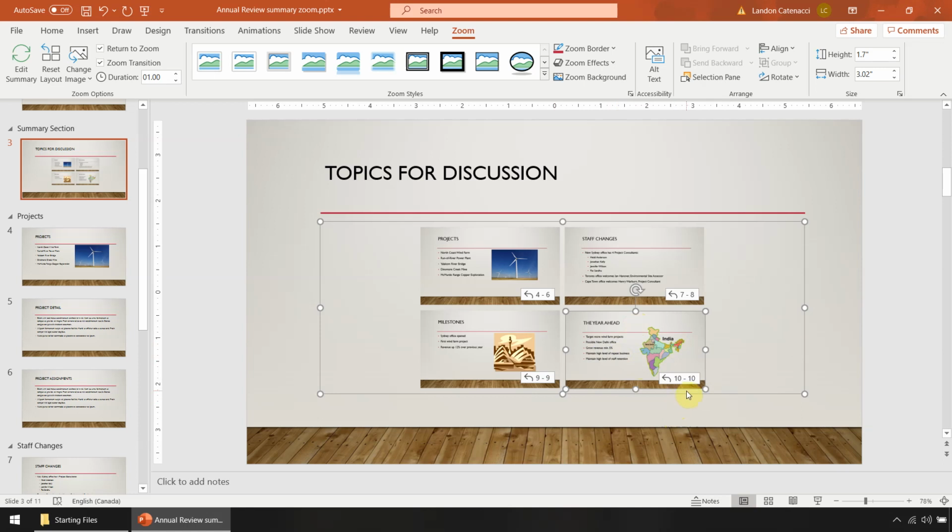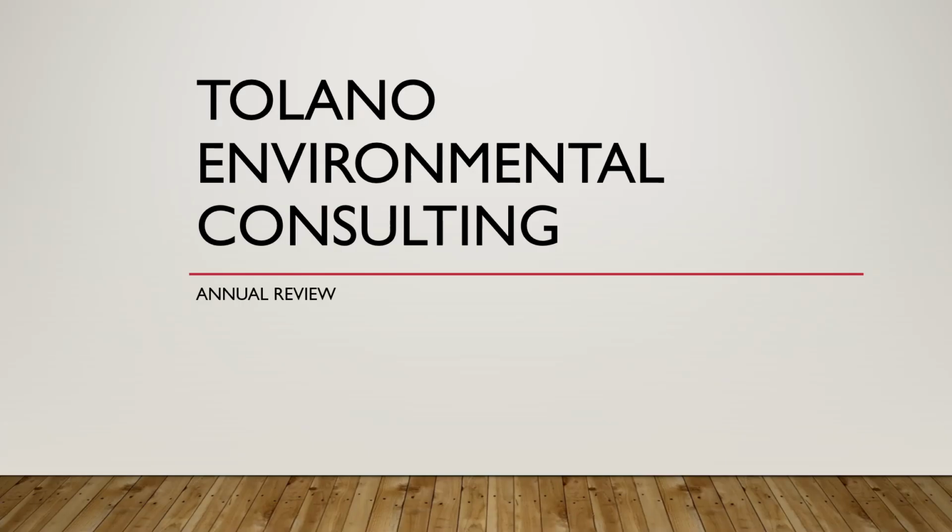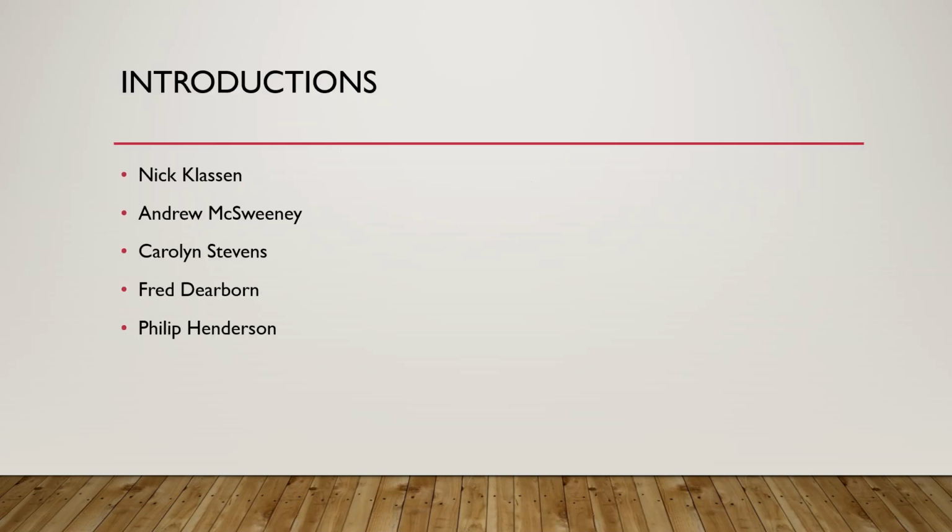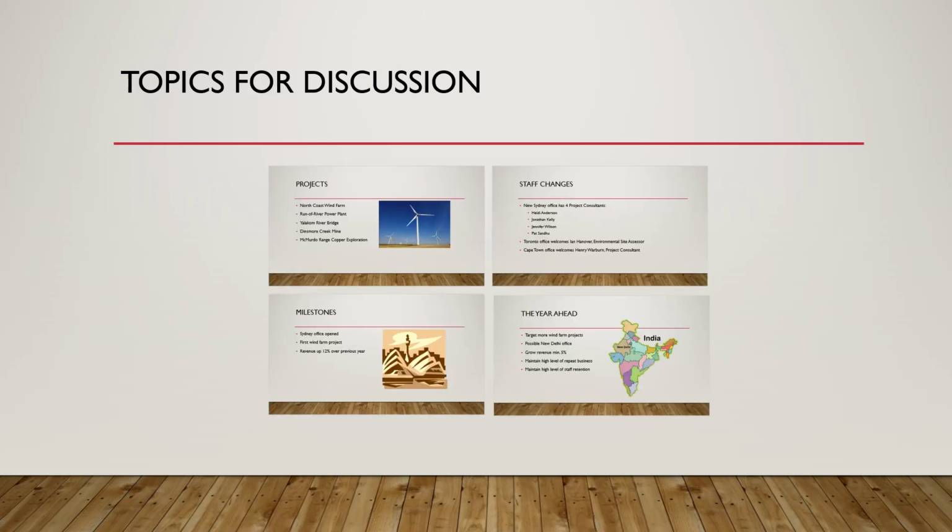So let's now start the presentation from the beginning to get an idea of what's going to happen. We start on the first slide. I'll use my arrow keys. I'll use the right arrow key to advance by one slide, and then I'll use the left arrow key to go back one slide if I need to. Here we are on slide 2. Introductions are going to be made by these individuals, and then we use the arrow key again.